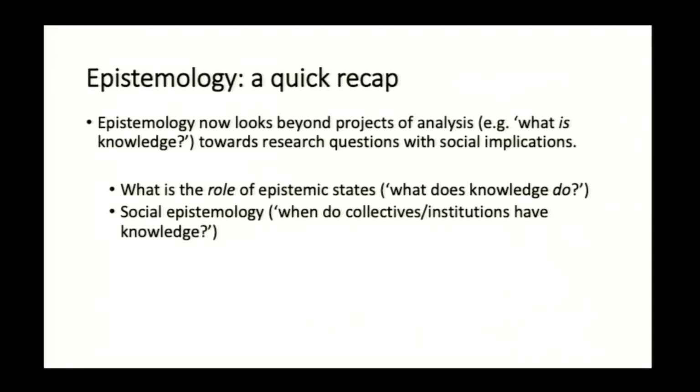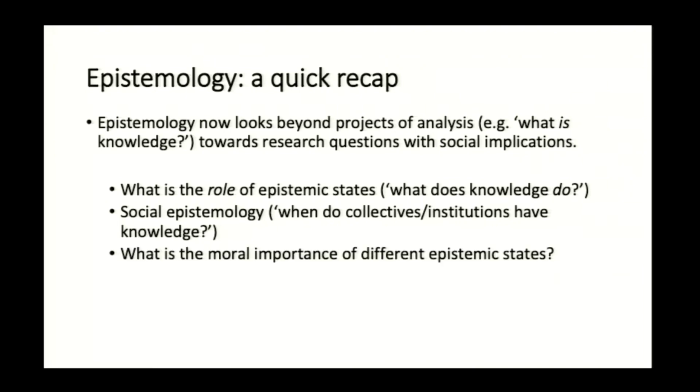Social epistemology has been a big growth area in the last 20 years, looking at questions like when do collectives and institutions have knowledge? And equally, there's been a big growth of questions looking at the moral dimensions of different epistemic states. So, do moral factors influence when we attribute knowledge to people? How do social injustices preclude certain people from being attributed knowledge? Questions like this.